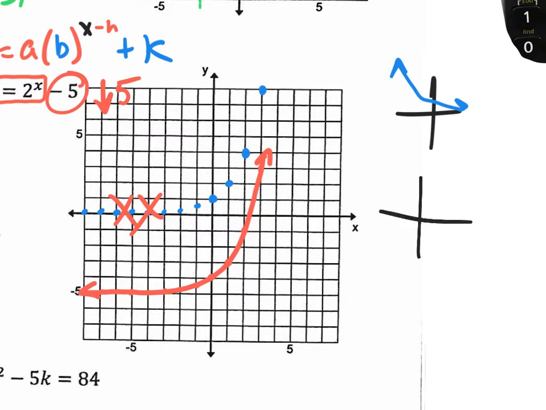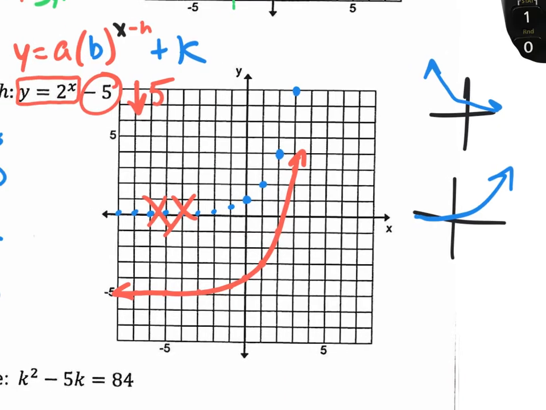So what if you see something like this? You're like, yeah, that's growing. Okay, that's good. But this one has a k value of -5, which means that it can't have an asymptote at 0. It has to have it at -5. So the actual multiple choice test is going to be a lot easier than what we just did. All right? Cool. What else?